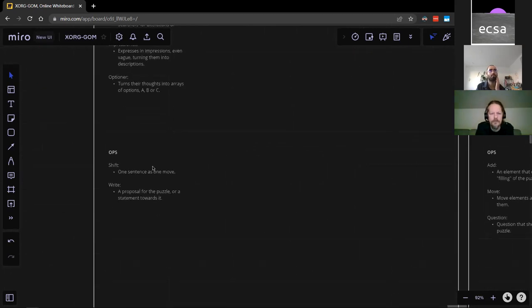And then there were a couple of ops, once again usable. You could change into the mode of shift, which is one sentence as one move, maybe to change the conversation. Of course, you could have a normal conversation, or play write as a move, to emphasize that anybody can take the write move and write a proposal for the puzzle or a statement towards it.